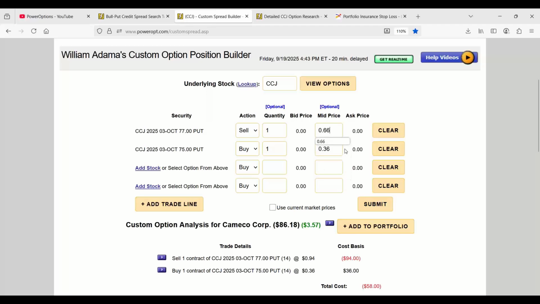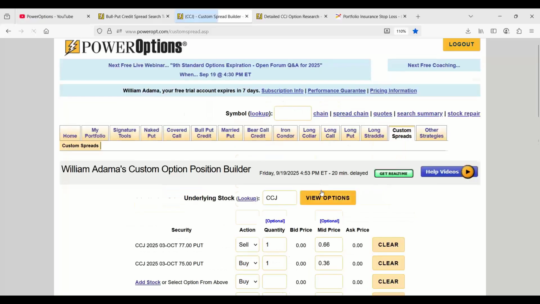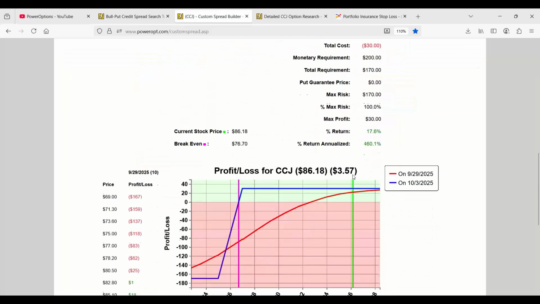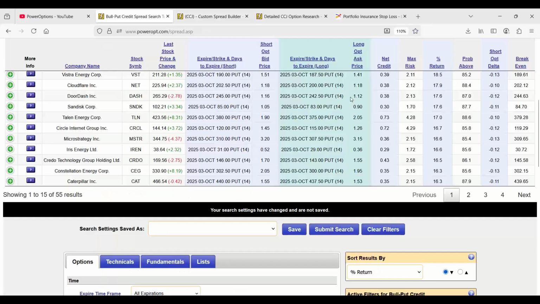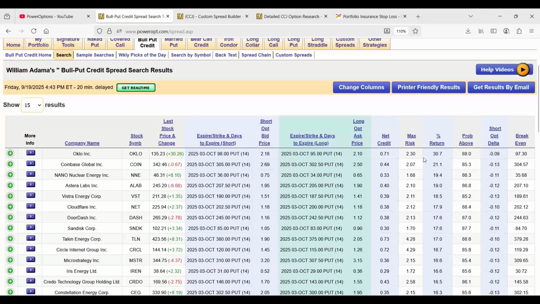But let's say we got 0.66 and we did get 36 cents for the bought option, the 75 strike, the lower strike. We're still in our wheelhouse that we want, 17.6%, not the 30% that we were seeing on the search.